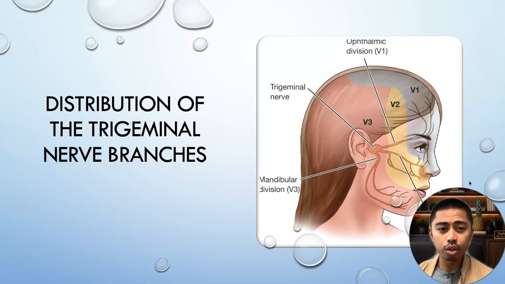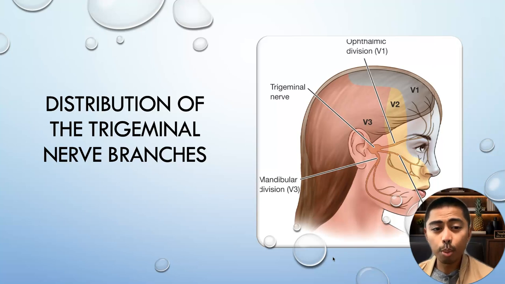So this is just a picture of the cranial nerve 5 branches. V1 is going to be your ophthalmic, V2 is your maxillary, and V3 is your mandibular nerves. With the V1, that affects mostly your forehead and your eye area, and your V2, that's mostly your cheek, upper lip, and upper teeth. And V3 is going to be your jaw, your lower teeth, your chin, and your motor muscles in charge of chewing.